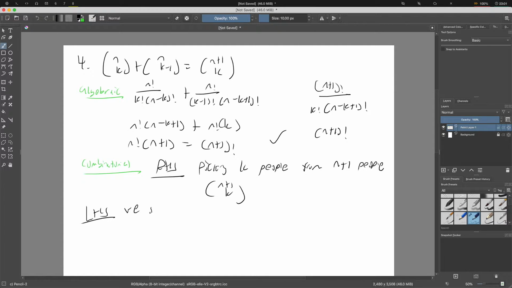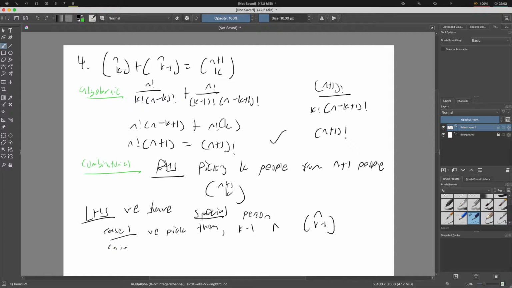We have some sort of special person that we care about. For the special person, we have two cases. One is that we pick them. In that case, we've already picked a person. We need to select k minus 1 people from the remaining n. So that's going to be n choose k minus 1.